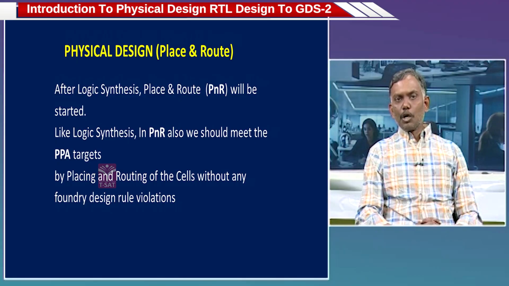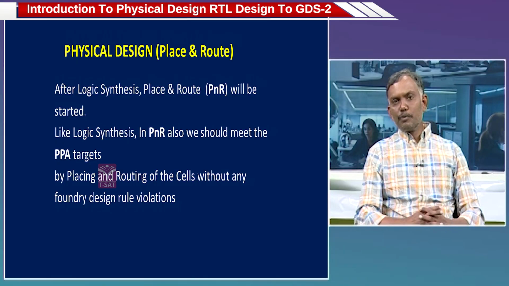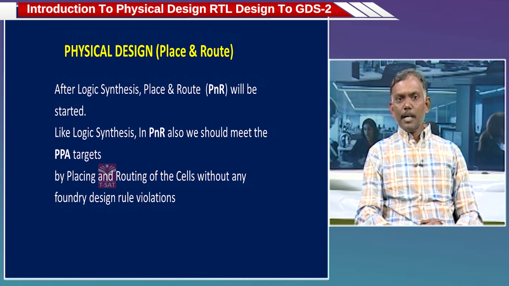Of course, one more thing: foundry design rules. While doing this routing, we are routing using the metal layers. We should follow the design rules coming from the foundry, like minimum spacing, minimum width and enclosure rules. We should follow all the design rules coming from the fab house while doing this routing.